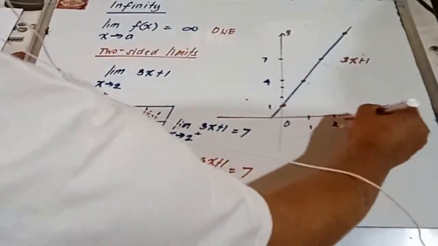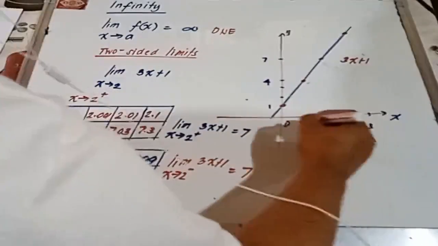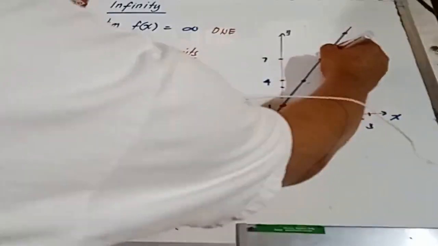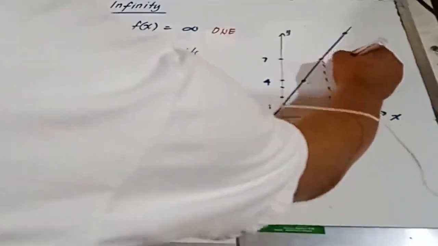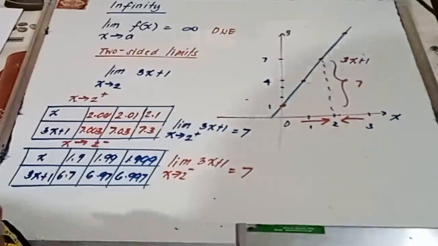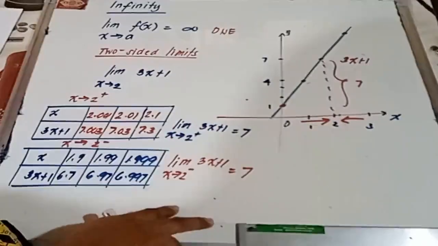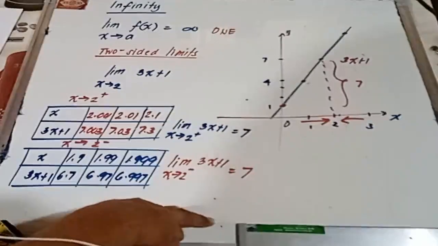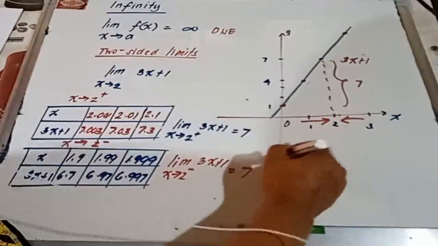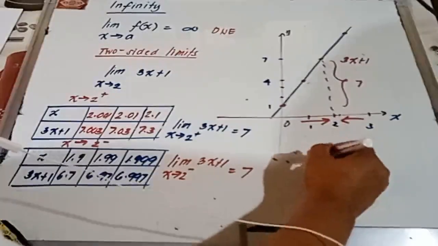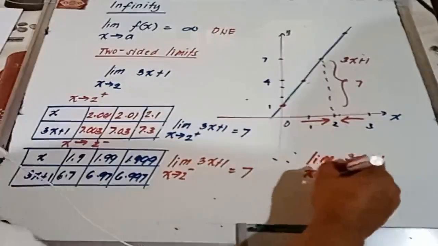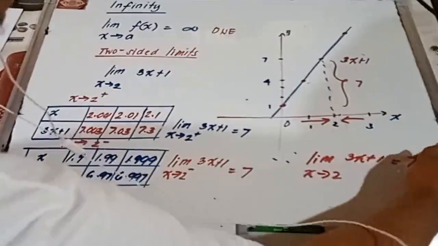Papansin natin, pag papalapit siya sa 2 galing sa kanan at papalapit sa x sa 2 galing sa kaliwa, papalapit yung values niya dun sa 7. Okay? So, ibig sabihin, limit exists. Okay? Kasi equal yung limits ng ating function na 3x plus 1 as x approaches 2 to the right, as x approaches 2 to the left. Therefore, limit exists. Limit of 3x plus 1 as x approaches 2 is equal to 7.